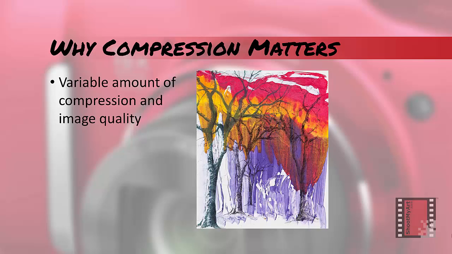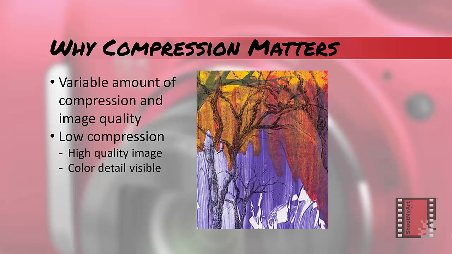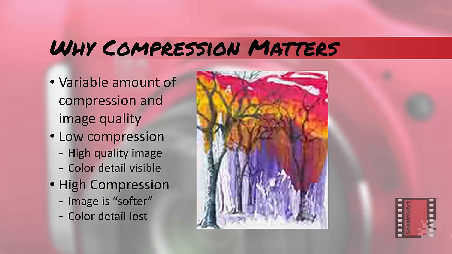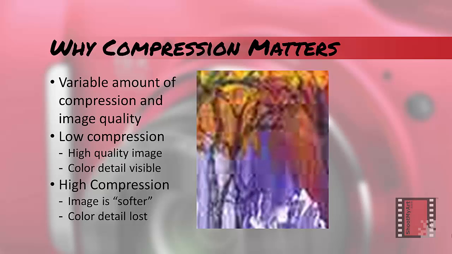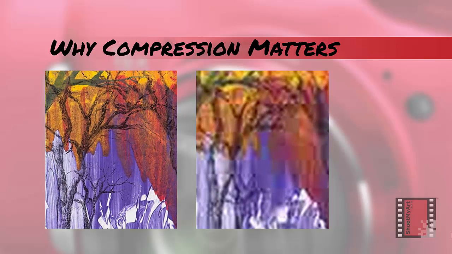Let's look at a couple examples. This image was saved by the camera with a low amount of compression. The image is high quality and the color detail is readily visible, even when enlarged. By comparison, this image was saved with a high amount of compression. The image appears softer and much of the color detail has been lost, even though it contains the same number of pixels. The effect of high compression is even more pronounced when the image is enlarged. Let's look at the images side by side, the overall view, then the enlarged view.